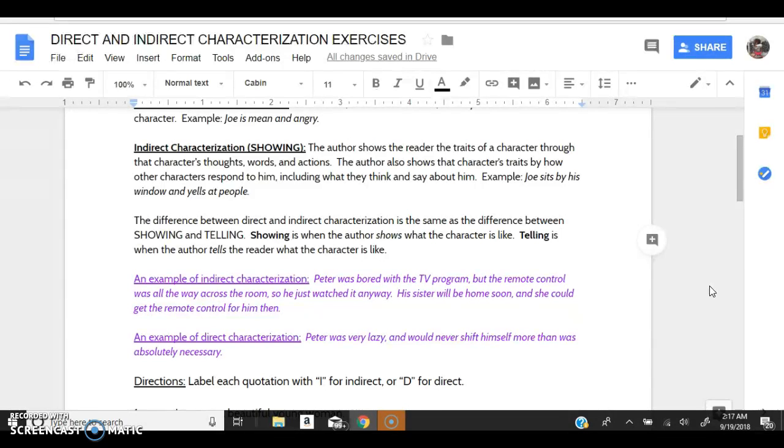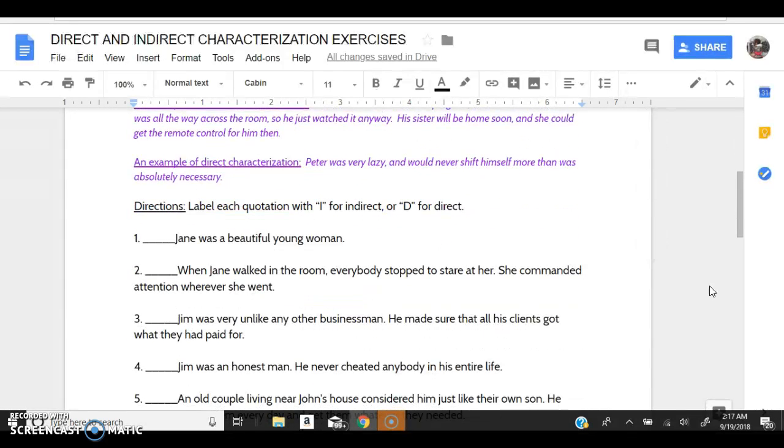An example of direct characterization is "Peter was very lazy and never would shift himself more than was absolutely necessary." You don't need to read or infer into direct characterization. It just is what it is. You have to infer in indirect characterization because you have to read between the lines. So let's look at some examples.